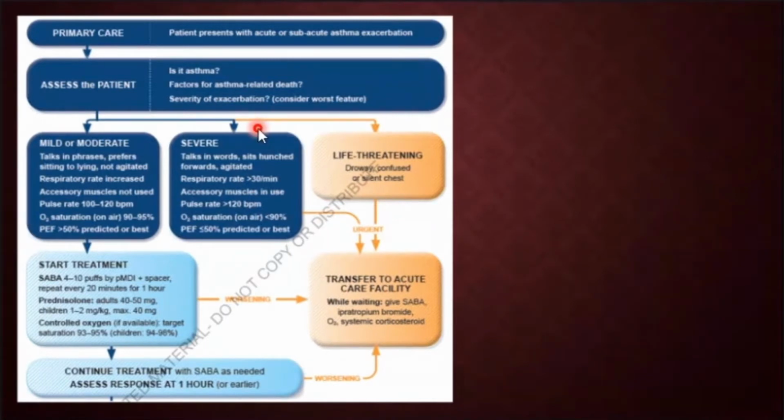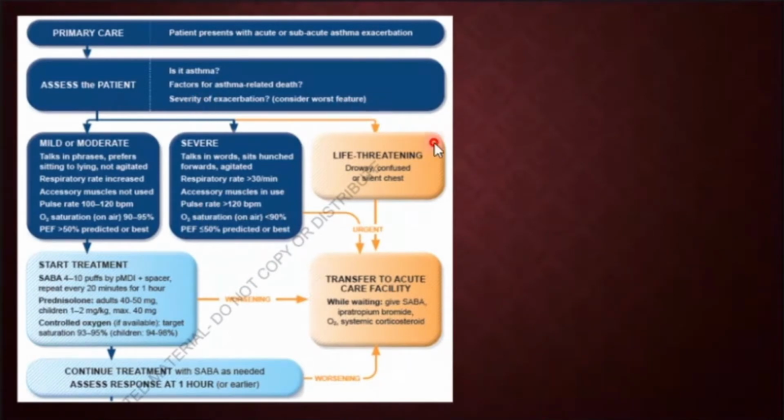A severe exacerbation is when the patient is unable to talk in sentences and talks in words. He would be hunched up, maybe agitated. Respiratory rate is high, more than 30. There's presence of accessory muscle use. That means there may be nasal flaring, prominence of the sternocleidomastoid, and intercostal indrawing. Heart rate would be high, and oxygen saturation on room air is usually below 90%.